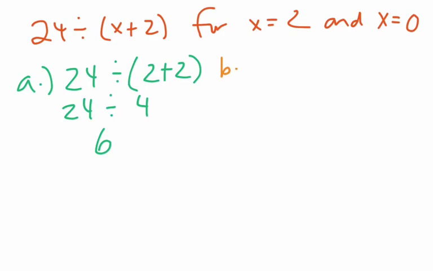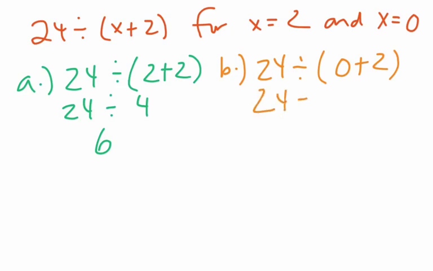And then the other one is actually a separate problem. So 24, and then this time we're going to take out the x and replace it with a 0. 0 plus 2 is 2, and 24 divided by 2 is 12. And so for that one, you actually have 2 values.